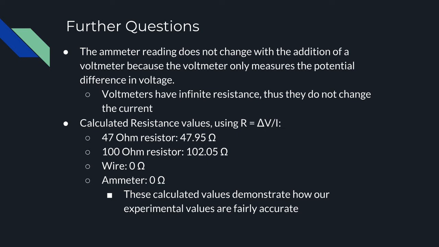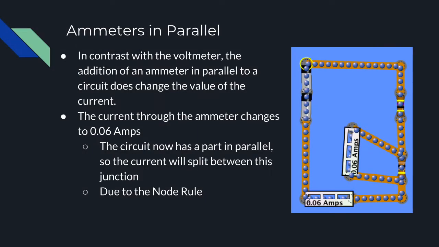The calculated resistance values using our values for R, delta V, and I ended up being: the 47 ohm resistor had a resistance of 47.95 ohms, the 100 ohm 102.05 ohms, the wire had 0, and the ammeter 0. These calculated values demonstrate how our experimental values are fairly accurate when compared to the expected ones. In contrast with the voltmeter, the addition of an ammeter in parallel to a circuit does change the value of the current. The current through the ammeter changes to 0.06 amps because the circuit now has a part in parallel, and through the node rule, we know that the current will now split between this junction.